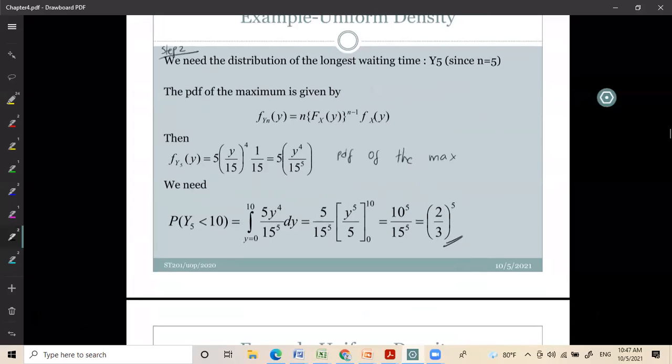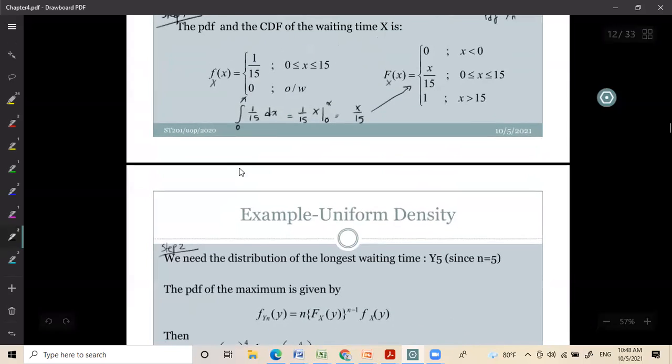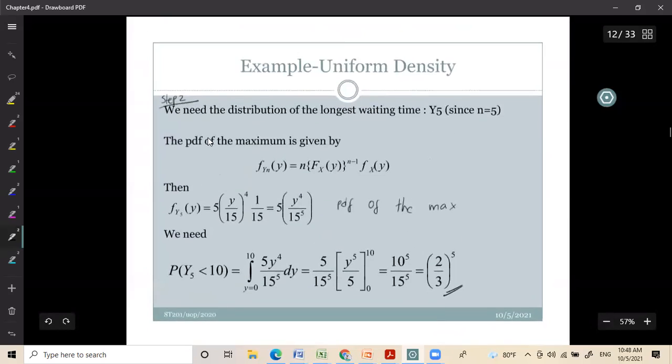So remember, waiting time is x. The longest waiting time, that is the maximum. So you have to derive it, right? But if you want to find the smallest waiting time, say, for example, if you want to find the smallest waiting time is greater than 5, how do you find it?